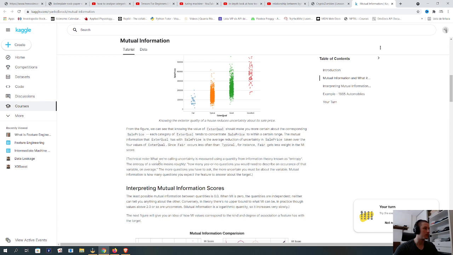Technical notes. What we're calling uncertainty is measured using a quantity from information theory known as entropy. The entropy of a variable means roughly how many yes or no questions you would need to describe an occurrence of that variable, on average. The more questions you have to ask, the more uncertain you must be about the variable. Mutual information is how many questions you expect the feature to answer about the target.